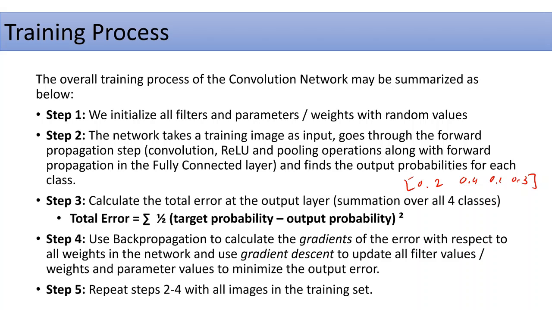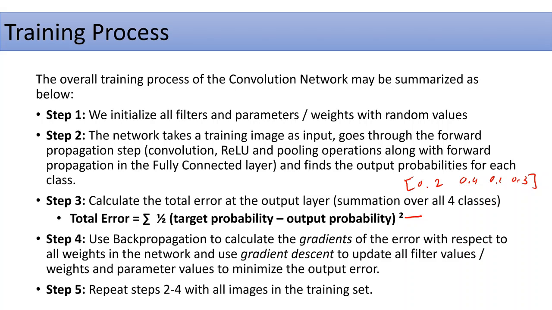These are just the first predicted values of the image. So it's not really the final output, it's just the first stage. After getting this vector, we will calculate the total error, which is given by this formula: the summation of half of the target probability minus the output probability, squared. So we have the target probability as 0, 0, 1, 0, and we will subtract the output from it, then square and find out the error.